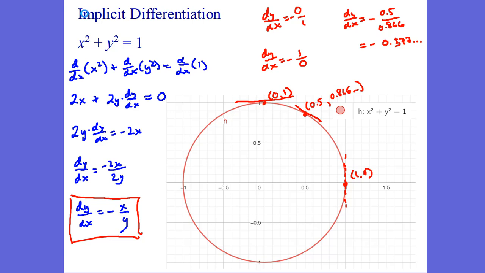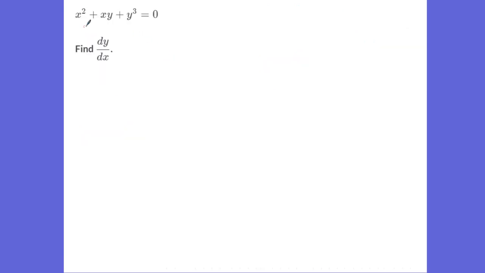Okay, let me give you an example. Here we have an example. We have x squared plus xy plus y to the third is equal to 0, and we want to find dy over dx. We want to find the derivative of this function. Okay, so I'm going to take d over dx of x squared plus d over dx of xy plus d over dx of y cubed equals d over dx of 0.